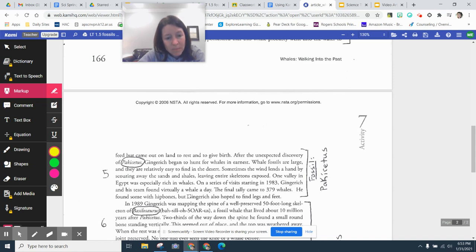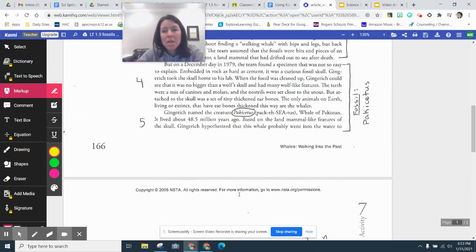He found some with hip bones, but Gingrich also hoped to find feet and legs. All right, so let's go back up. In paragraphs 4 and 5, Gingrich found a fossil which they named Pakicetus. So let's go ahead and highlight what are the facts that we know about Pakicetus. What did the scientists observe?